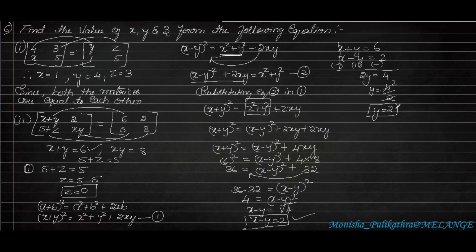Next, I will substitute this y is equal to 2 value into the second equation, or else we can use the first equation itself. I will take the second one, x minus y is equal to 2. In the place of y, we substitute 2 here. When I shift minus 2 this side, it will become plus 2. So x is equal to 4. So the answer is x is equal to 4, y is equal to 2 and z is equal to 0. I hope you understood this.